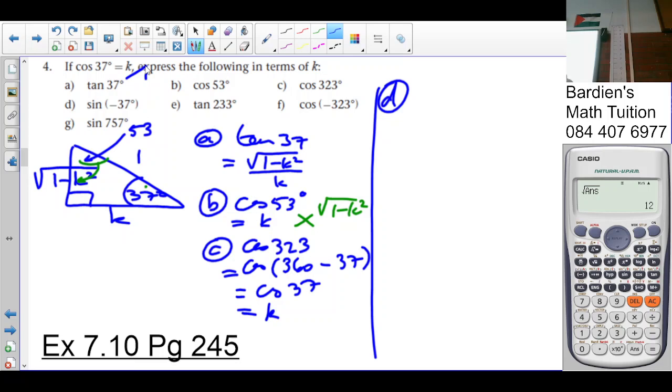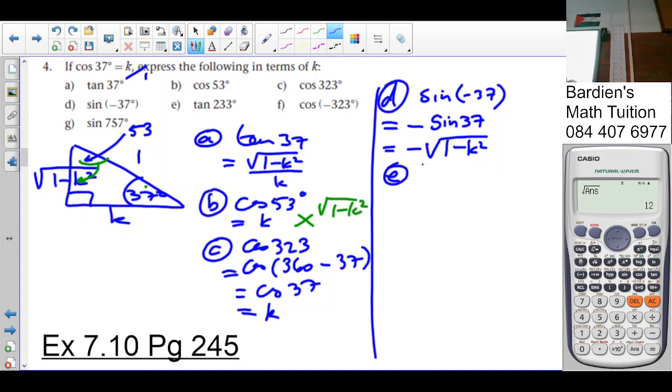D. It is sine of negative 37. So add 360, so it becomes 360 minus 37, which takes you to the fourth quadrant. Is sine positive or negative in the fourth quadrant? Negative. Sine 37 is opposite over hypotenuse. So the square root of 1 minus k squared over 1, which is negative root 1 minus k squared.